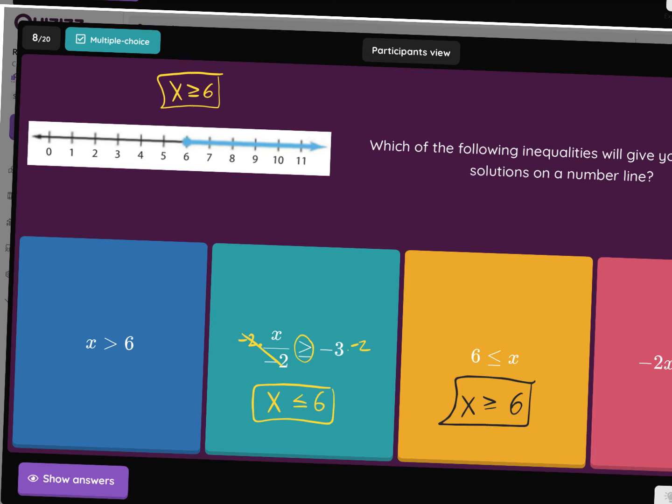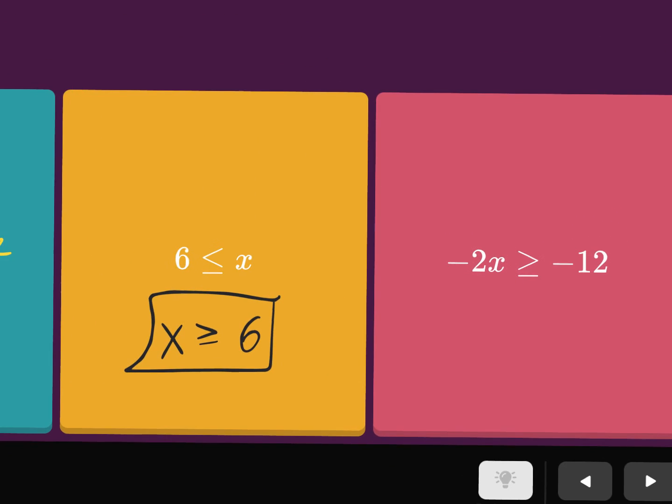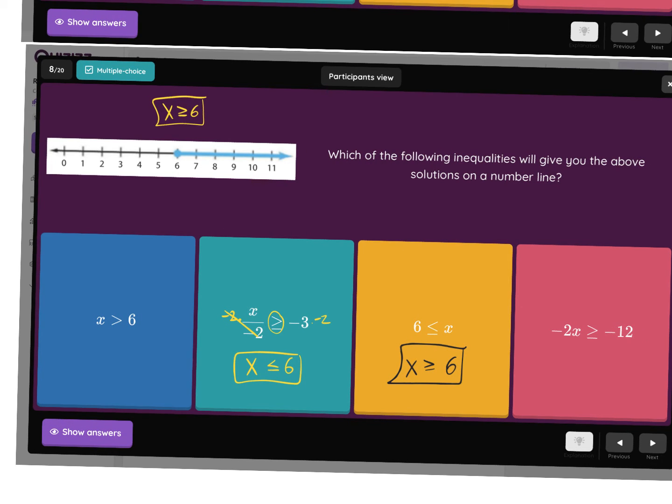And of course, if that wasn't it, then I'd have to go to that last one, divide by -2, divide by -2. You would flip the inequality symbol. That would be X is less than or equal to 6. But anyway, that's the answer. Pick this one. You'll get full credit.